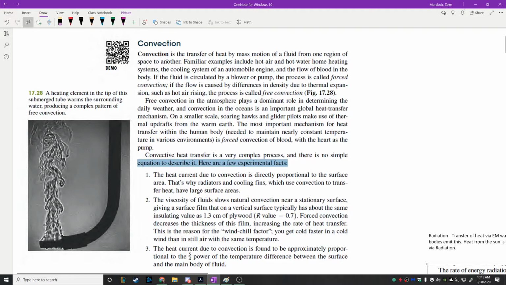Okay, so convection is the transfer of heat by mass motion of a fluid from one region of space to another. That's pretty much the idea. Familiar examples include hot air and hot water home heating systems. So what's meant by that? So the idea of that is, if you have a home, so we'll make this really simple. You've got one room, let's say, and you want to heat this room.